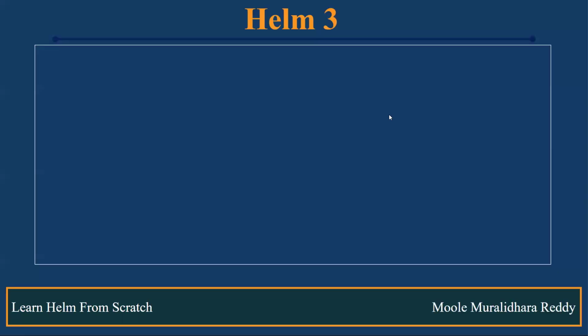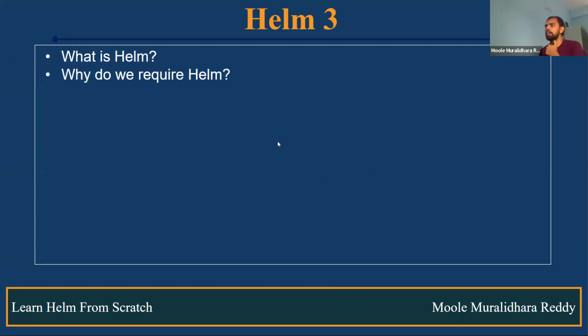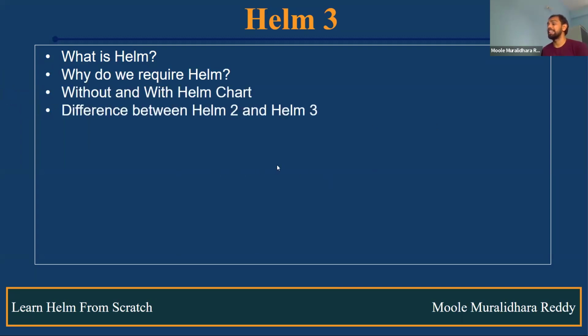Coming to Helm 3, first we are discussing Helm 3. What is Helm 3? Why do we require Helm? Also, without and with a Helm chart, what is the difference between both? And also how do we install Helm? What is the difference between Helm 2 and Helm 3? How do we install Helm 3 in both Linux and Windows?